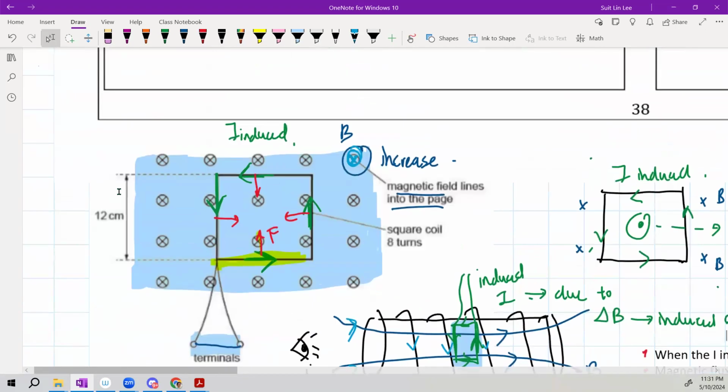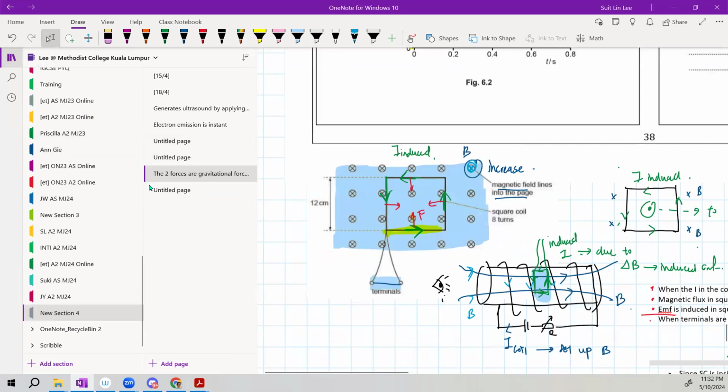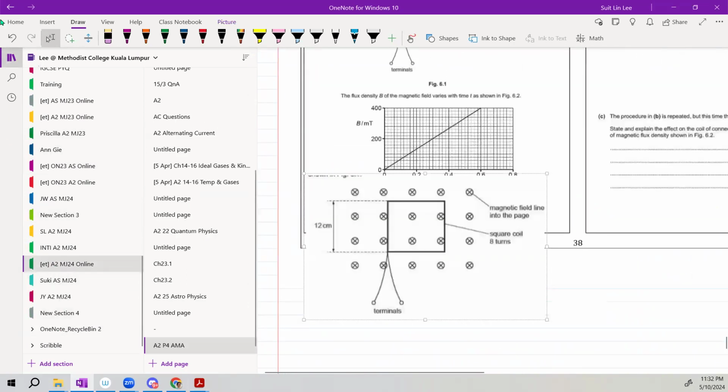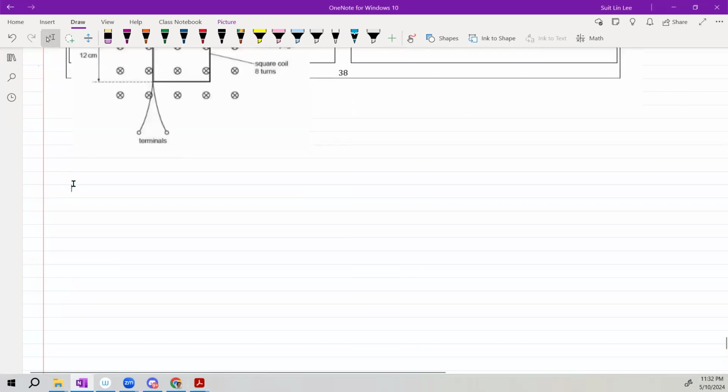That's all for this part. Then Winter 23 P42 question 3. Okay, this will be the last question for the day. Anyway, if you need any screenshots from all of this, you just ping me.